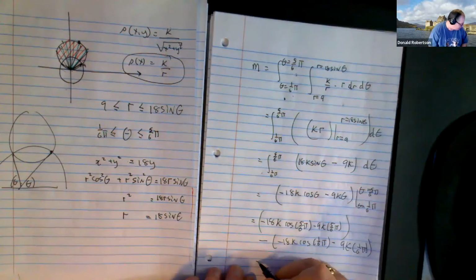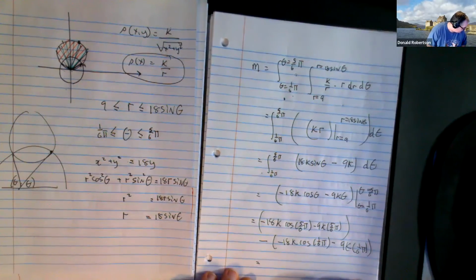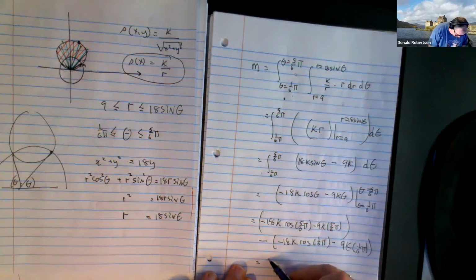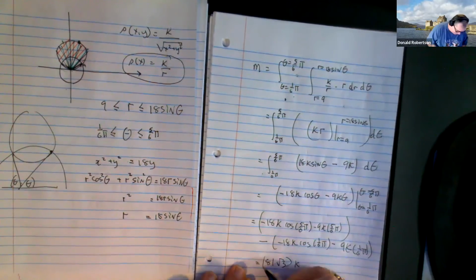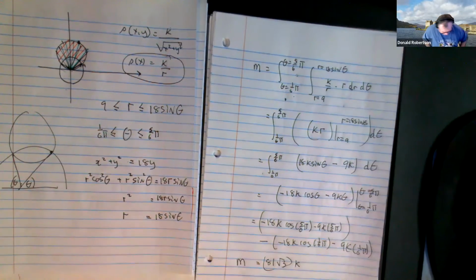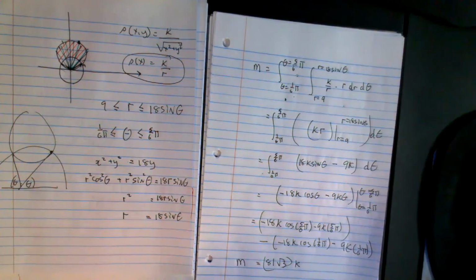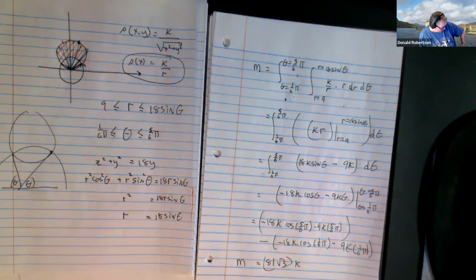And I'm cheating here because I've got an answer in front of me. That entire horrible mess ends up being 81√3 k. Why is it 81 and not 18? Because that's what it says on the thing that I'm looking at here. So I don't know, do you think it's a misprint? No, it says 81.